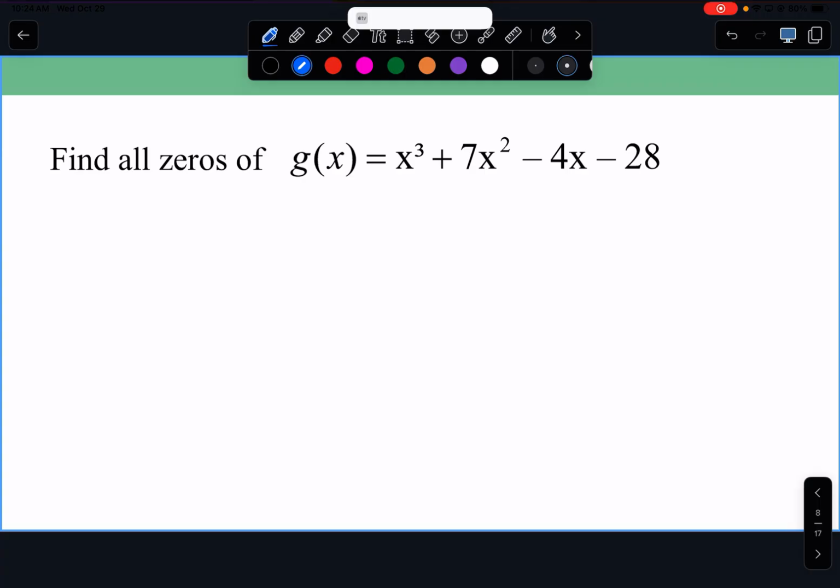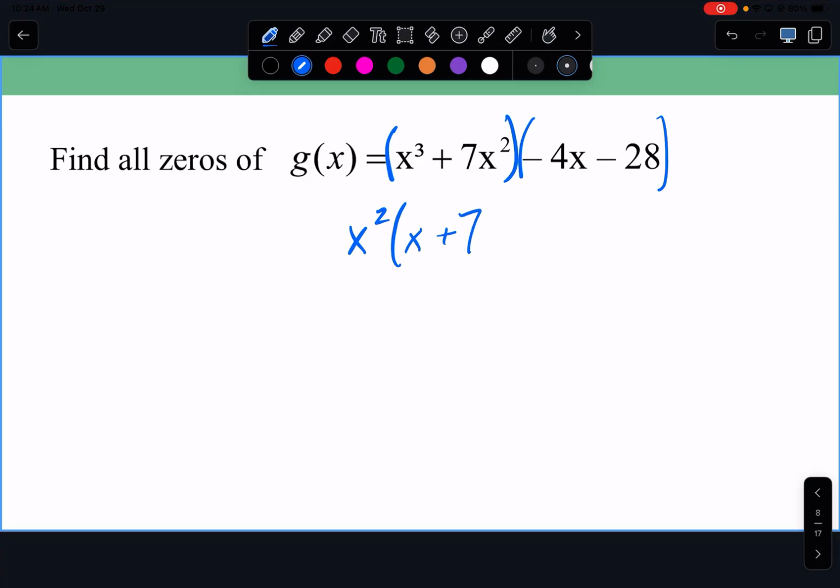Now how many terms do I have? 4. 4 terms means I have to use what strategy? Grouping. So we're going to group this and this. This is a little bit of review from our prerequisite chapter. So that first set, what can I factor out? X squared. And then in here it's going to be x plus what? 7. Then I'm going to factor out a negative 4. It's going to be x plus 7.